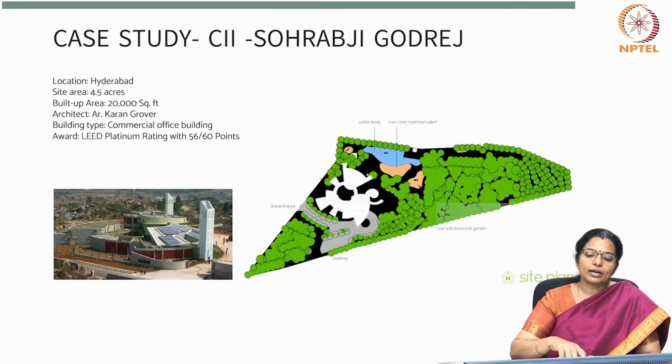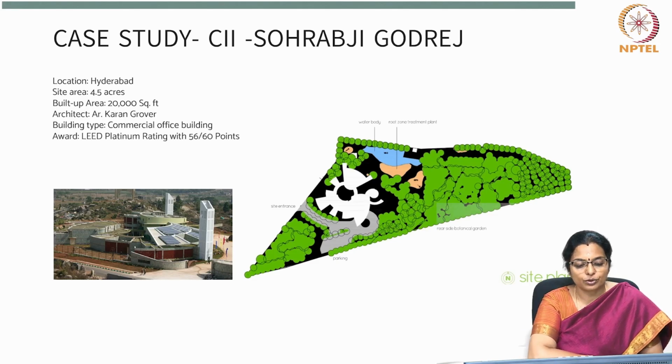Let us look at another case study of CII Sorabji Godrej. This is located at Hyderabad on a piece of land which is 4.5 acres, designed by architect Karan Grover, and it is one of the first few LEED Platinum rated buildings.